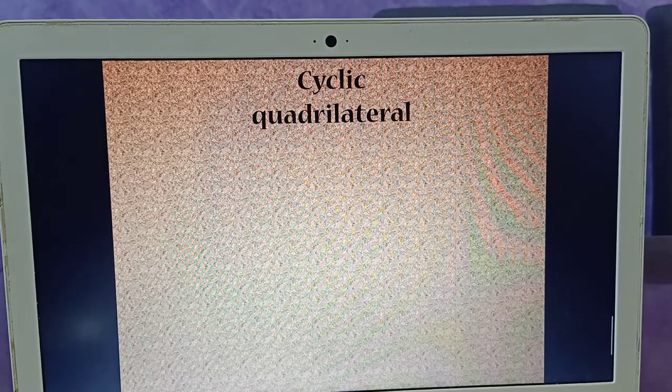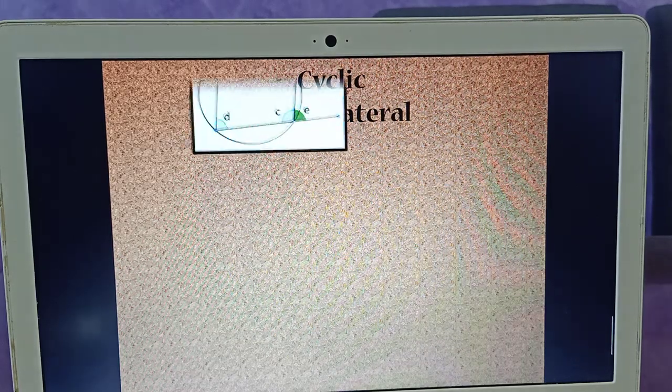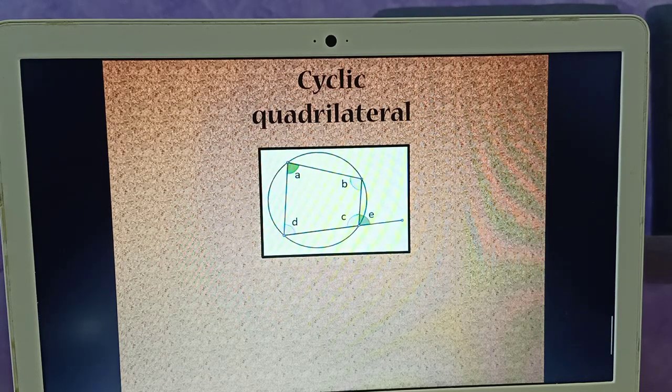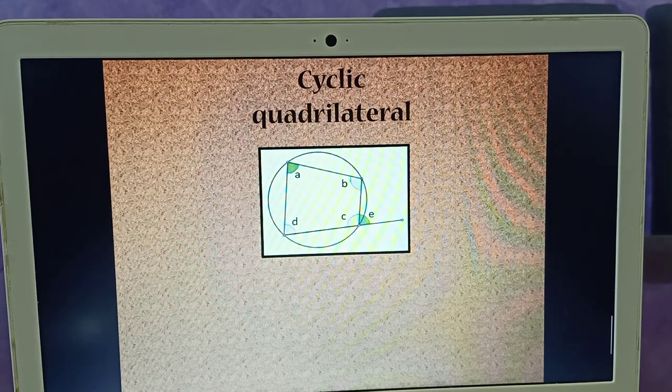Okay, next we are going to learn cyclic quadrilateral. Okay, so this is the diagram about cyclic quadrilateral. So how do we know this is cyclic quadrilateral? What are the characteristics of cyclic quadrilateral? How do I recognize cyclic quadrilateral? So these are some of the characteristics or properties of cyclic quadrilateral that you need to memorize.